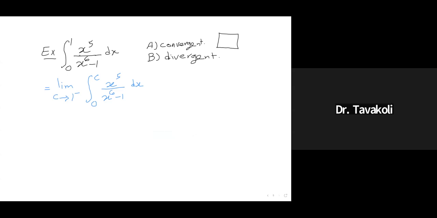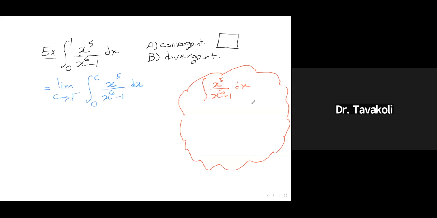But before continuing, let's see what is the integral of x to the 5 over x to the 6 minus 1. We can easily find that by substitution. What technique do you suggest? Obviously, we should use substitution. Let's find this integral first.